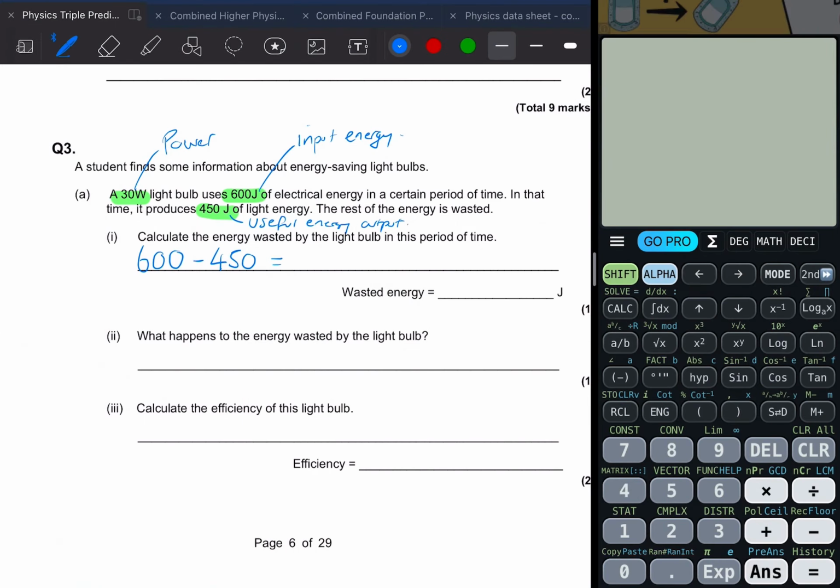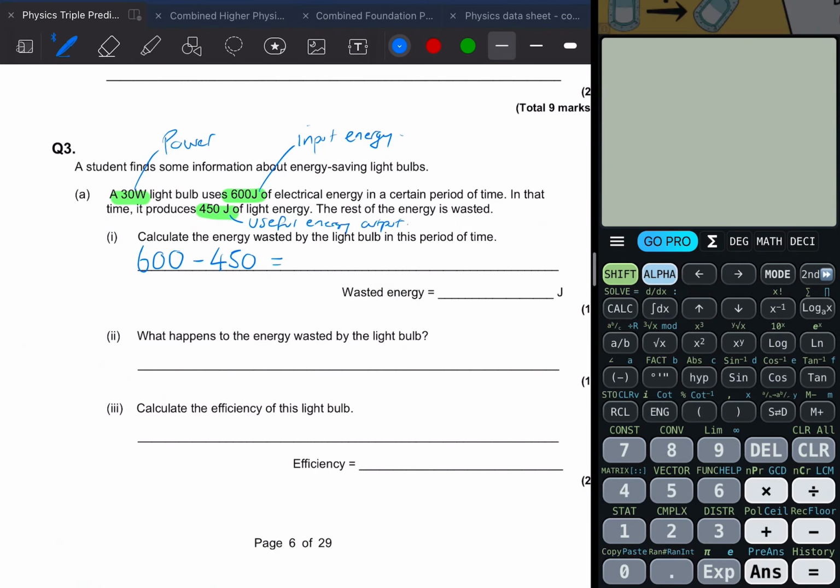What happens to the energy wasted by the bulb? Well, it's going to be transferred to the surroundings as heat. Calculate the efficiency of this light bulb. So we've got actually 2 marks here, so there's actually something to do. The one line makes it look like there's less to do than there is.